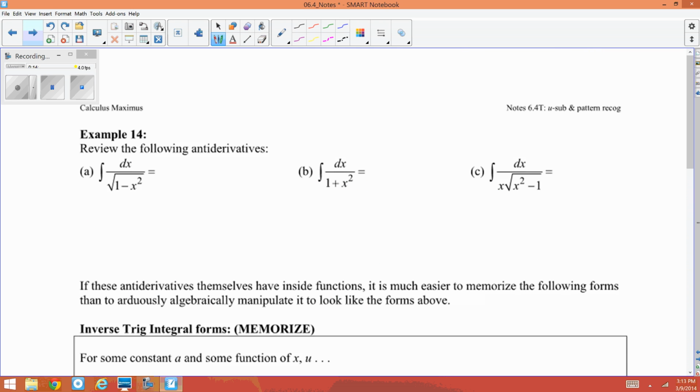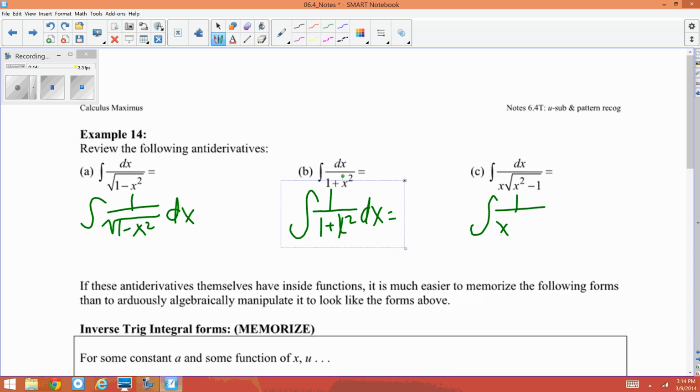Review the following antiderivatives. This is something you should recognize. Maybe if I write it like this. All right, or maybe if I write this one like this. And the last one, maybe if I write it like this. You should recognize these already. And if you don't, you need to review your trig functions.